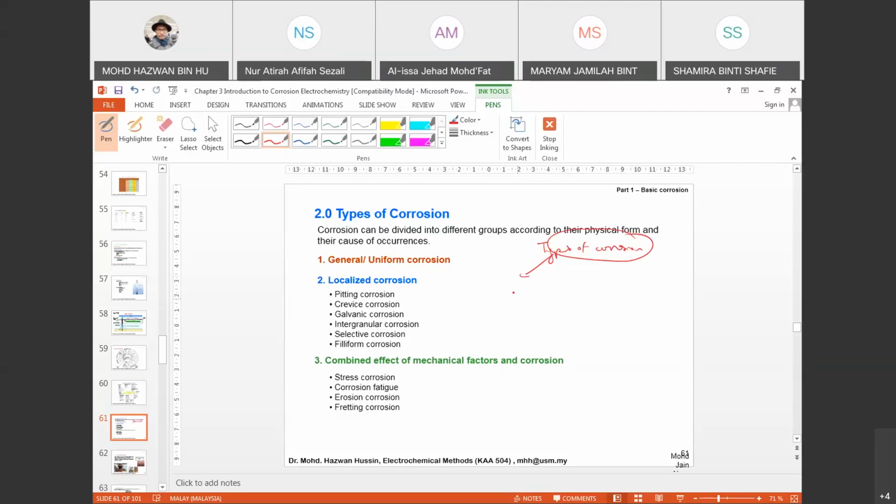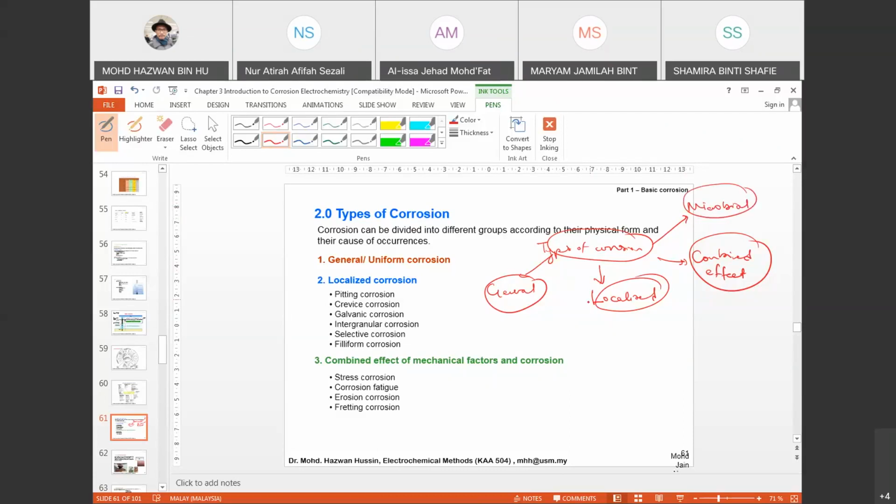Okay, so we can have general corrosion. You can also have localized corrosion. And finally, we can have combined effect. Another type that we rarely discuss is microbiological corrosion.